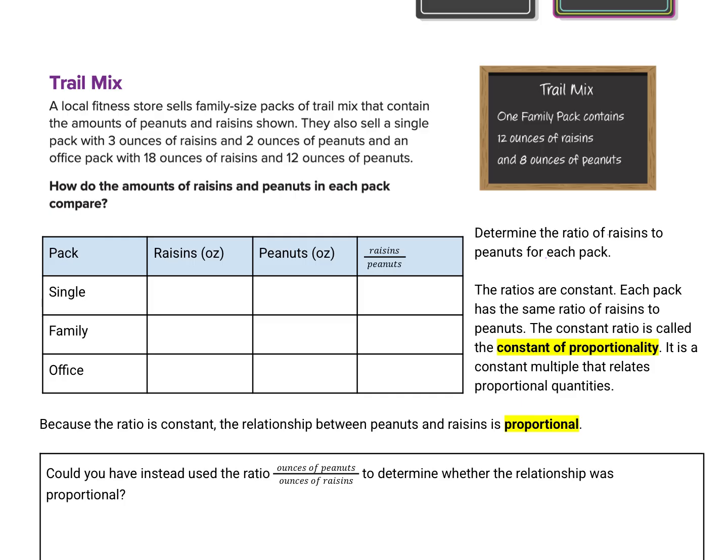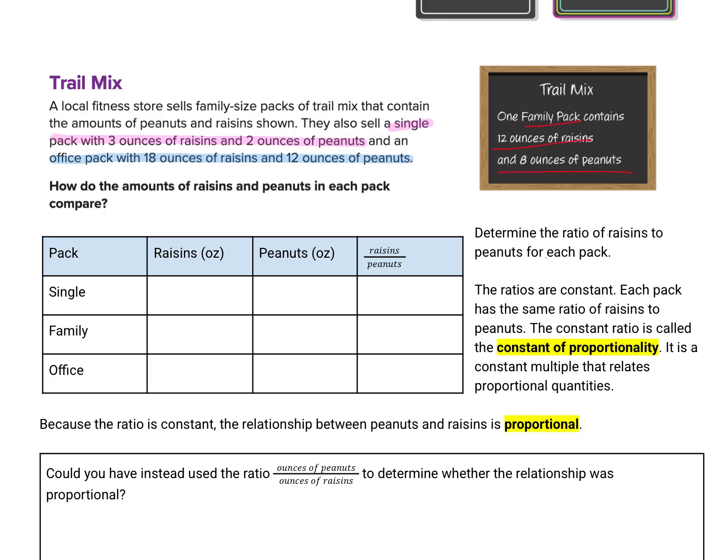First thing I would suggest that we do here is we color code the information that we're given. So let's first start with the single pack. I'm going to highlight this in pink. For a single pack, we have 3 ounces of raisins and 2 ounces of peanuts. For the office pack, I'm going to highlight this in blue. So an office pack has 18 ounces of raisins and 12 ounces of peanuts. And then lastly, let's look at our sign for the family pack. I'm going to do this in red. So the family pack contains 12 ounces of raisins and 8 ounces of peanuts.